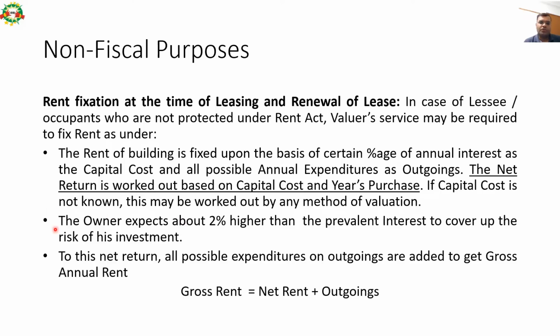So the owner expects about 2% higher return than the prevalent interest to cover the risk of his investment. Whatever investment return the owner is getting from the market, say on government securities, the owner may expect 2% higher return as compared to government securities or gilt. To this net return, all possible expenditure on outgoings is added to get the gross annual rent. So first we calculate net rent and then add outgoings, which gives the gross rent which the owner should charge to the occupant or lessee.